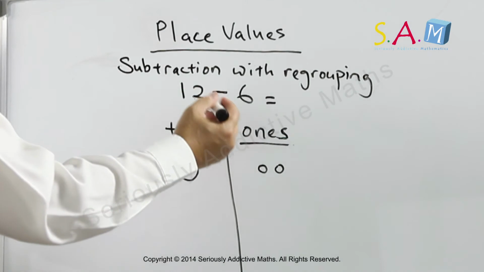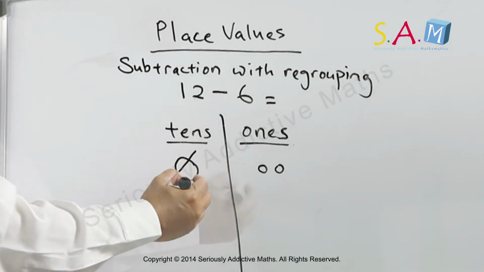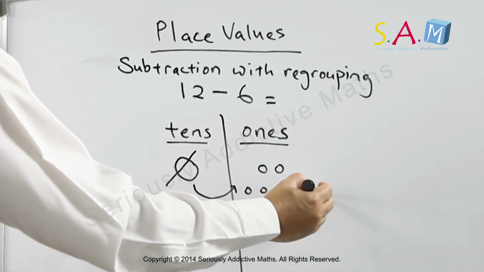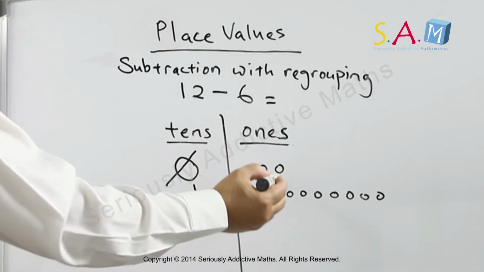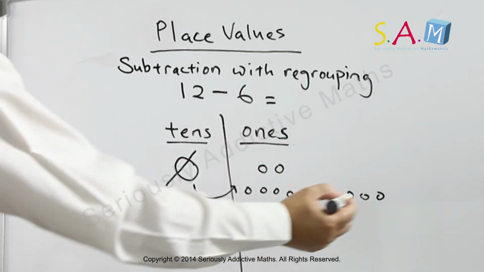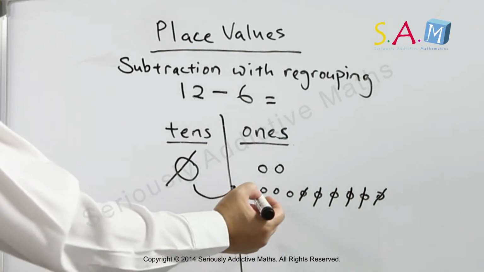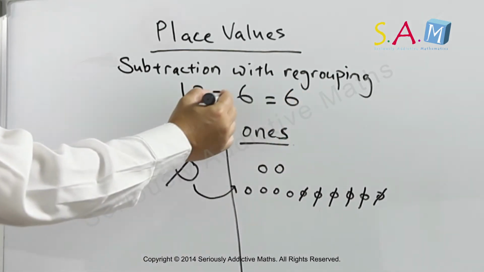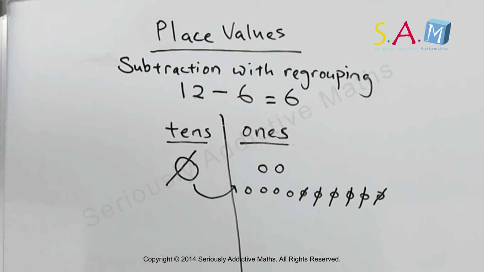However, I can't take away 6, so I need to bring this 1 ten over here to show 1, 2, 3, 4, 5, 6, 7, 8, 9, 10. So now I have 12 ones. I'm going to take away 6: 1, 2, 3, 4, 5, 6. So what I have is 1, 2, 3, 4, 5, 6. So 12 take away 6 gives me 6.